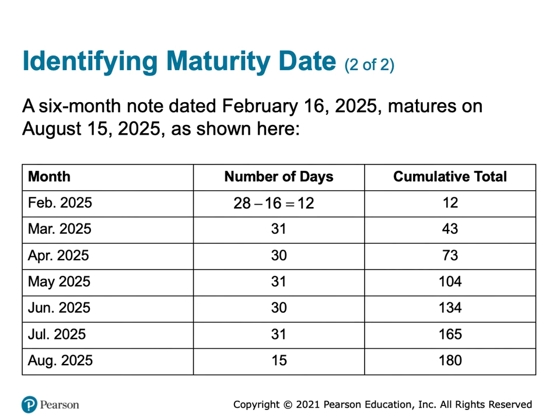And so this slide just shows us a 6-month note dated February 16th, 2025 that matures on August 15th. And so it just gives us the breakdown where we have 12 days because it was February 16th. There's 12 days remaining in February, and then it breaks down the months, the number of days in the months in between, to get us to a cumulative total of 180 days, or the 6 months.